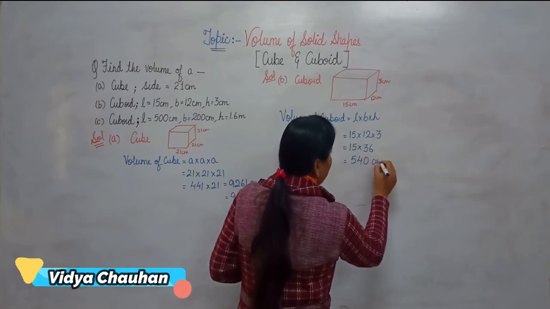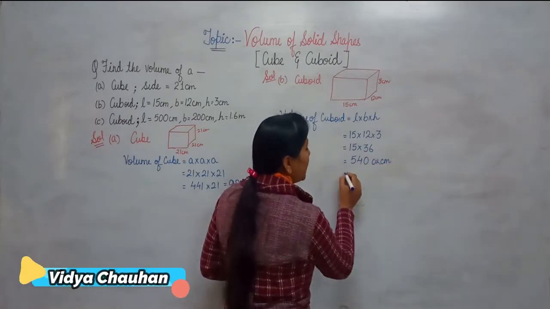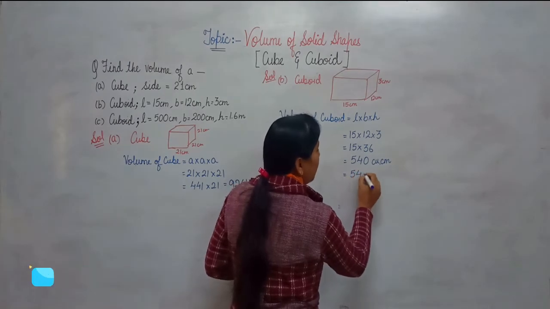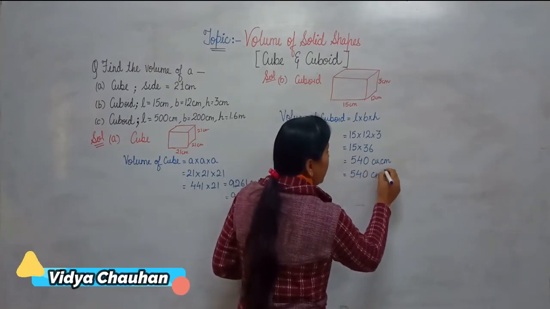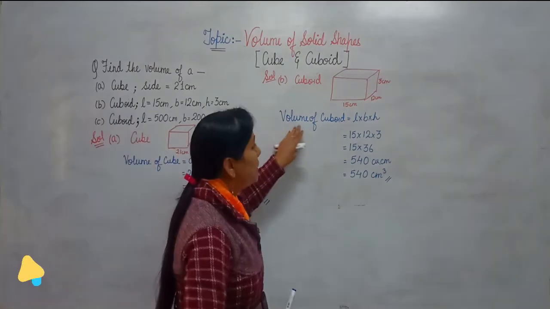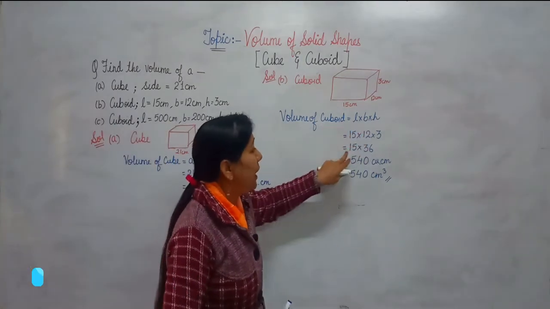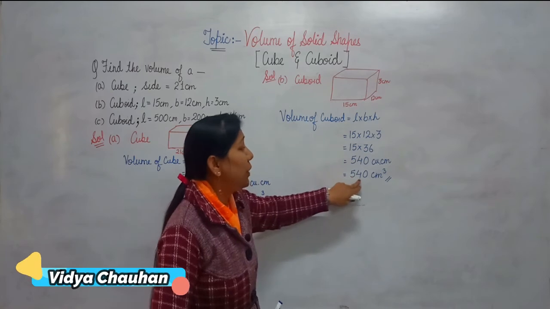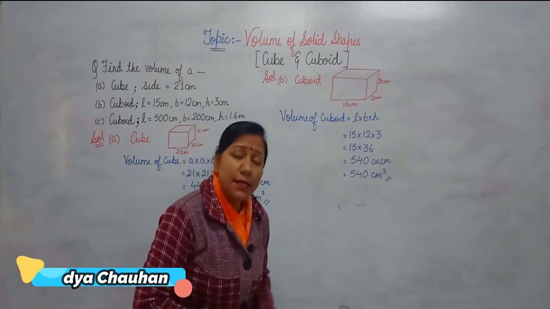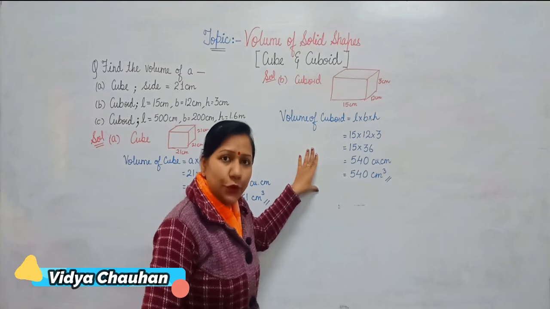540 cubic centimeter. It is cubic centimeter, or you can write 540 centimeter cube. Both the ways you can write. So this is your answer for volume of the cuboid, that is length into breadth into height, and multiplying the three values together you get 540 centimeter cube. I hope this second solution is also clear to all of you.